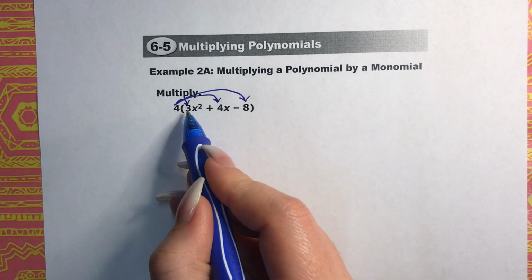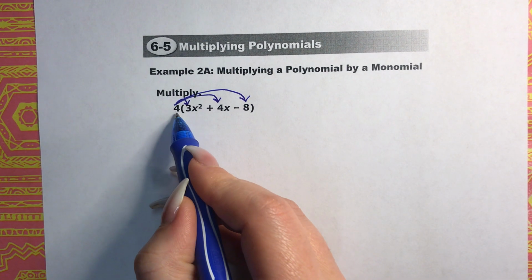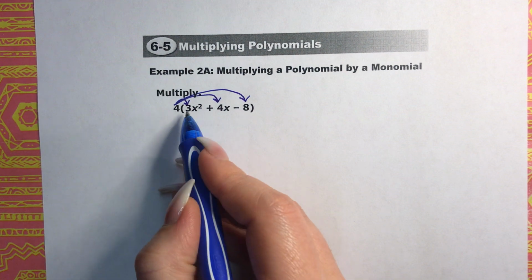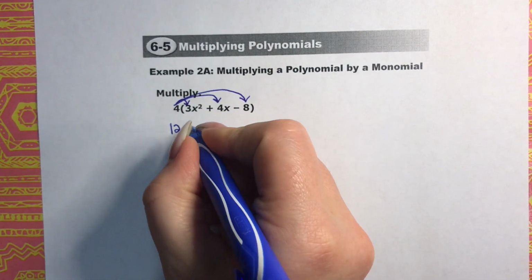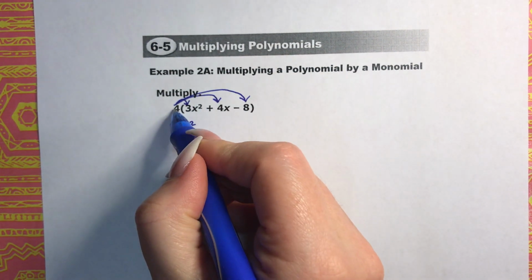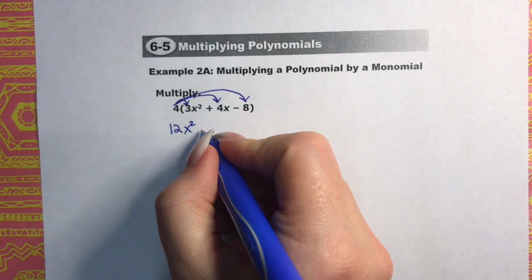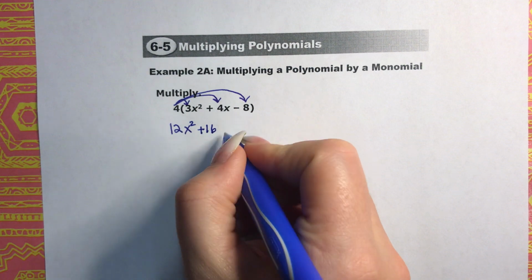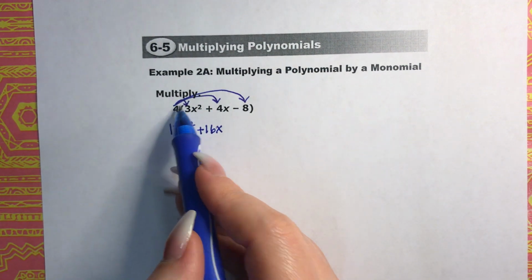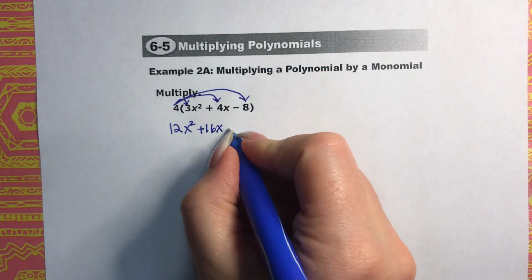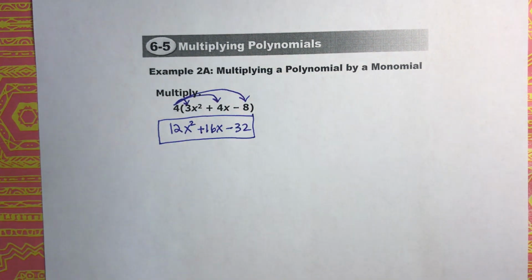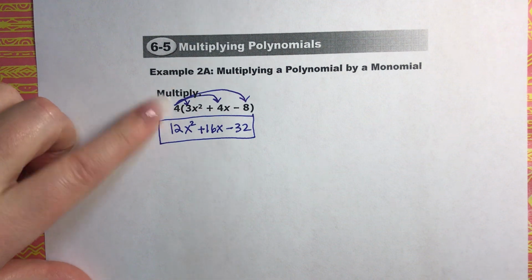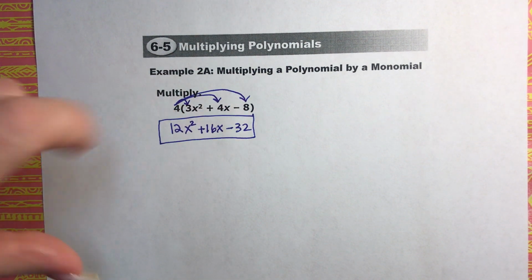So we go 4 times, I always like to do the numbers first and then the letters. So 4 times 3 is 12, and then it's just x squared. And then we go here, 4 times a positive 4 is going to be a positive 16x. And then 4 times negative 8, which is going to be negative 32. And that's it. That's how you multiply a monomial by a polynomial.